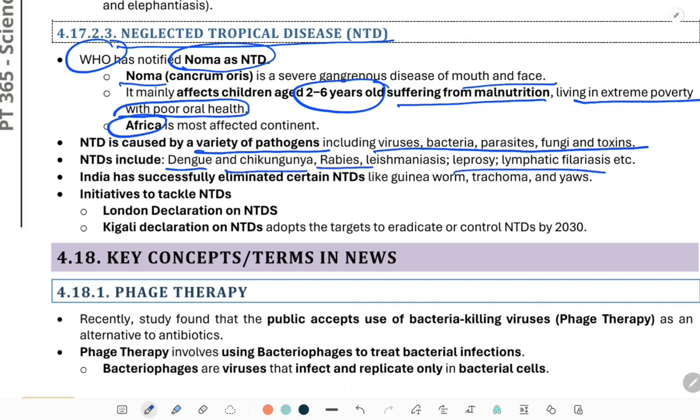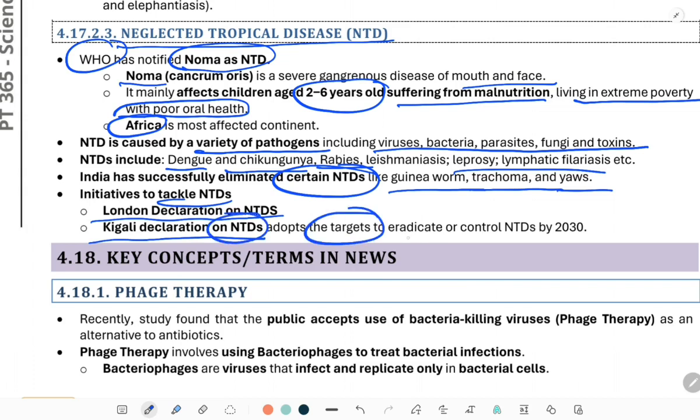India has successfully eliminated certain neglected tropical diseases like guinea worm, trachoma and yaws. Initiatives to tackle these NTDs: the London Declaration on NTDs and the Kigali Declaration on NTDs adopt targets to eradicate or control NTDs by 2030.